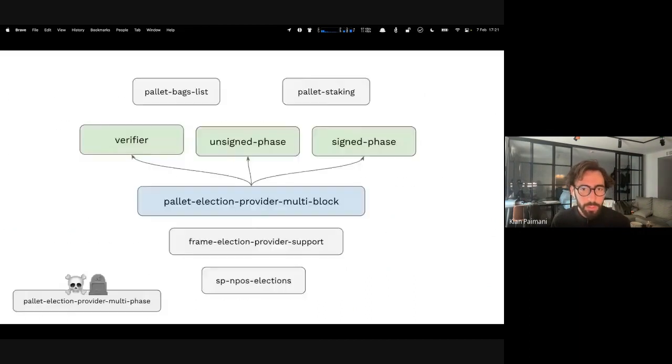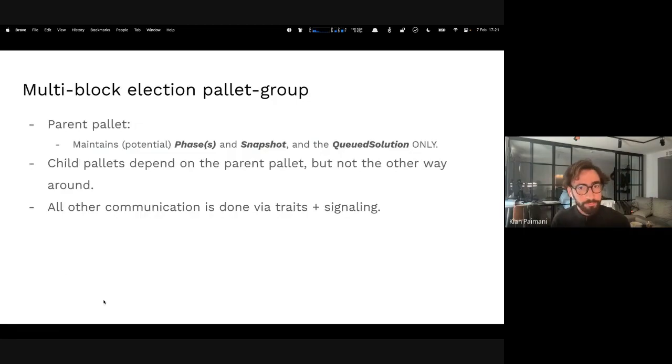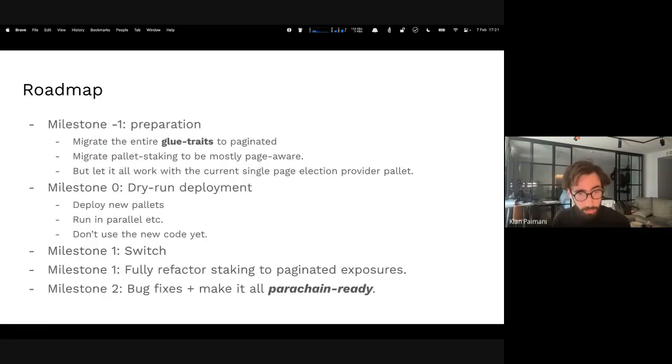But yeah, this whole thing is a good example to look at for how to do a multi-palette crate or something like that, or nested palettes. I think someone had an idea to do something along those lines. And the palette election provider multi-phase will be deprecated at the end of this migration, at the end of this group of work. And the last slide, what is yet to become.